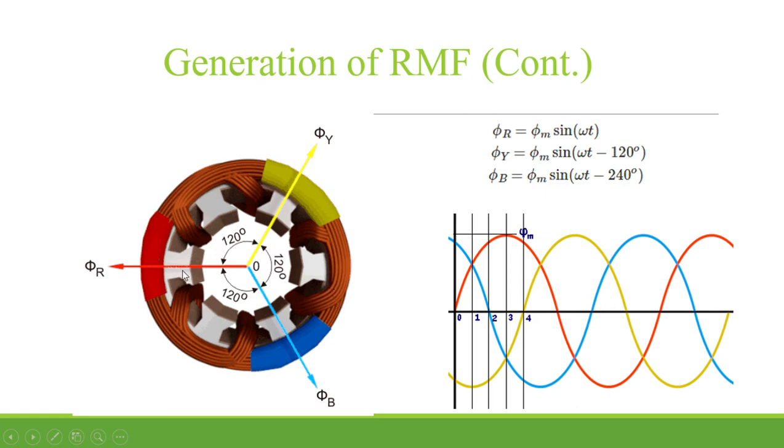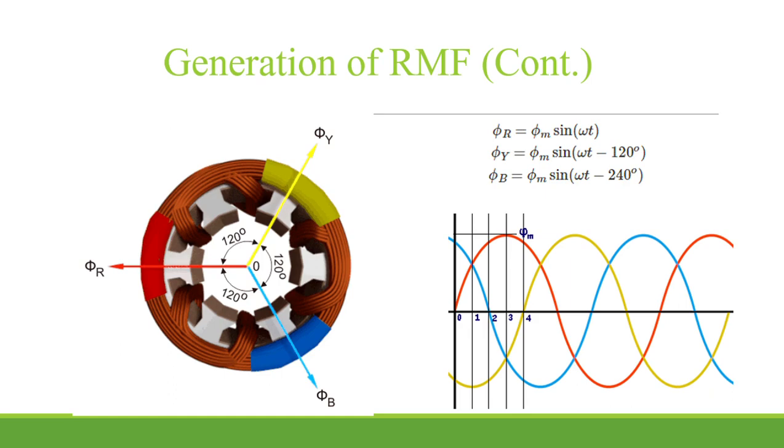Let us see. This is phi r, the flux produced due to the R phase. This is phi y, the flux produced due to the Y phase. This is phi b, the flux produced due to the B phase. Each one of them is 120 degrees separated. As flux is dependent on the three phase current, if IR equals Im sin omega t, then phi r will be equal to phi m sin omega t. Similarly, phi y will be equal to phi m sin omega t minus 120 degree, and phi b will be equal to phi m sin omega t minus 240 degree, or phi m sin omega t plus 120 degree.